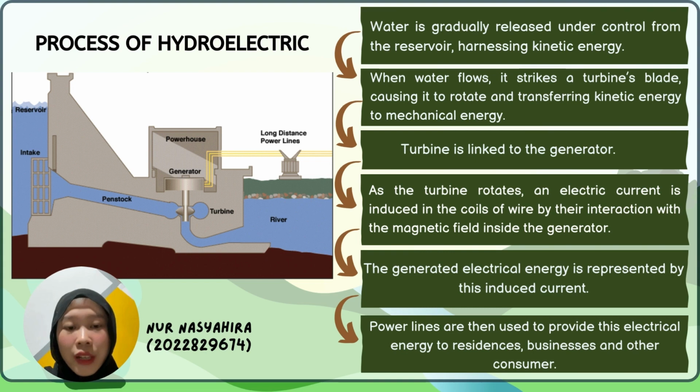As we all know, the turbine is linked to the generator. As the turbine rotates, an electric current is induced in the coils of wire by their interaction with the magnetic field inside the generator. The generated electrical energy is represented by this induced current. Then, power lines are used to provide this electrical energy to residences, businesses, and other consumers.